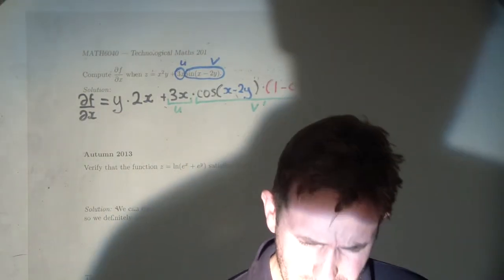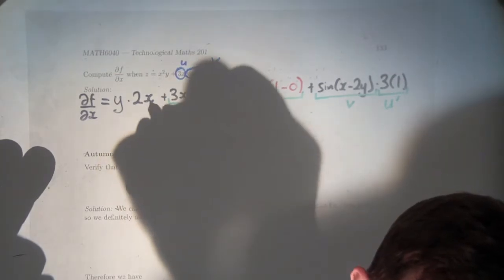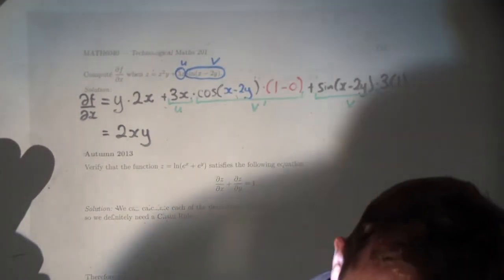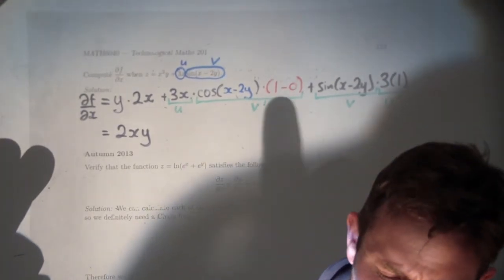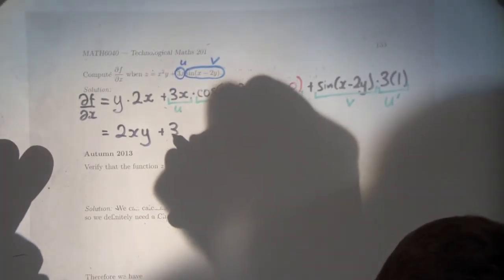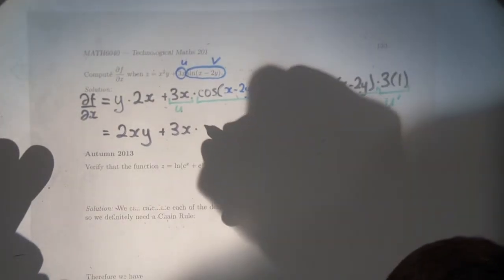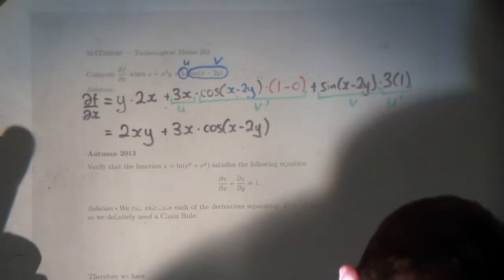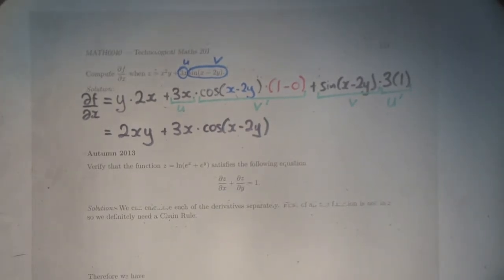Now we'll tidy this up a little bit. So we'll do 2 by x by y. Now this is multiplied by 1, which doesn't do anything, so we'll just say 3x by cos of x minus 2y. Does anybody want to propose how we write the last term? 3 sine of x, and then we'll say y.